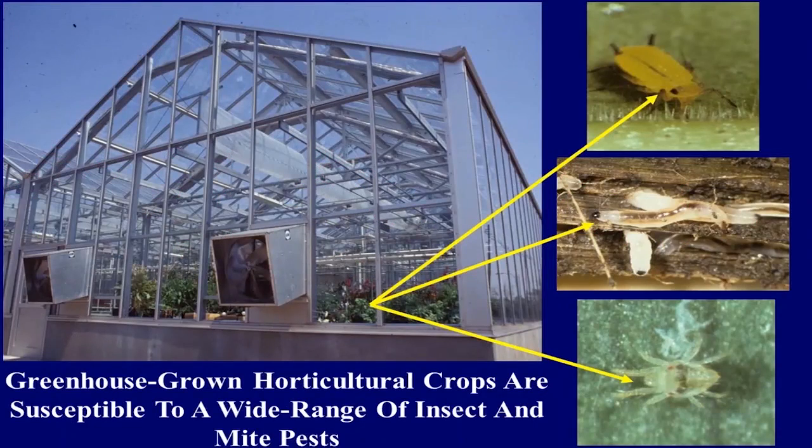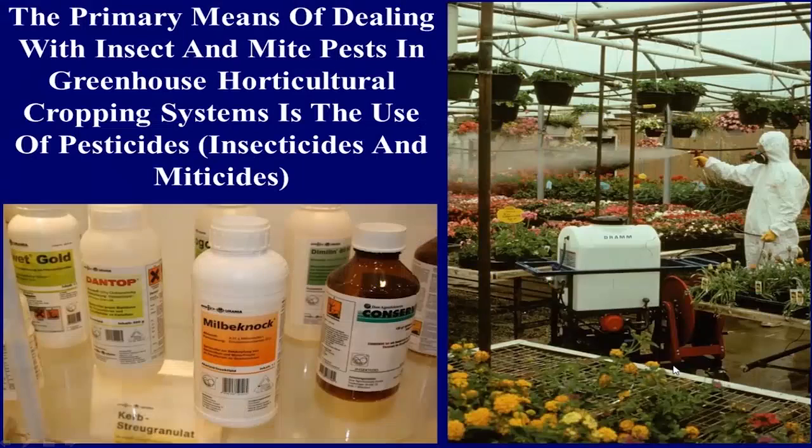Obviously, this is an example of greenhouse production of horticultural crops. However, when you're growing horticultural crops, you're more likely to run into a series of insect or mite pests. That includes aphids, fungus gnat larvae, or the two-spotted spider mite. In general, the primary means of dealing with insect or mite pests in greenhouse production systems has been the use of pesticides, insecticides, and miticides, and that can include conventional and some of the biopesticides commercially available, which have been discussed by some of the sponsors.